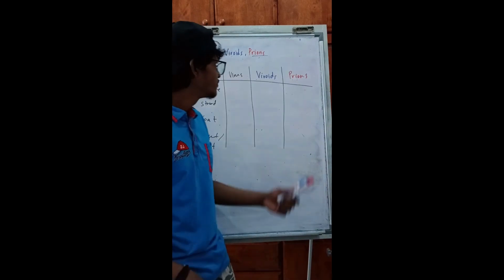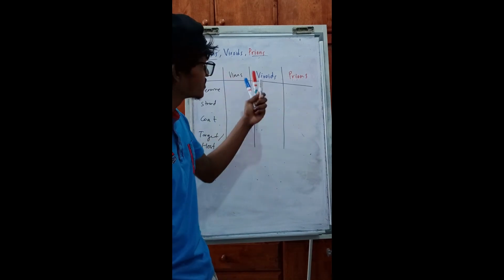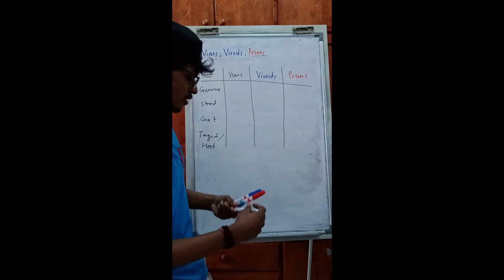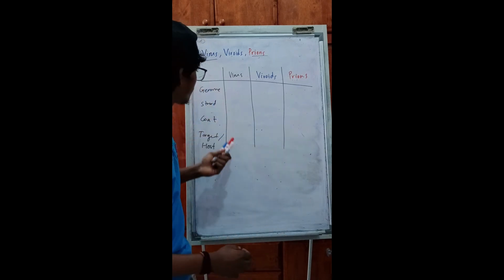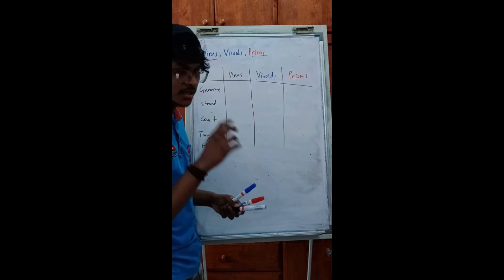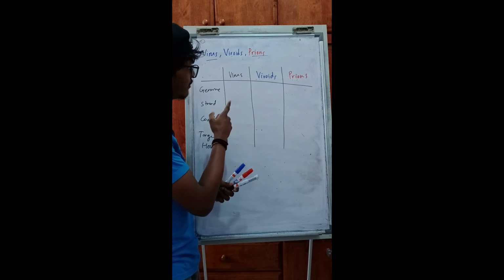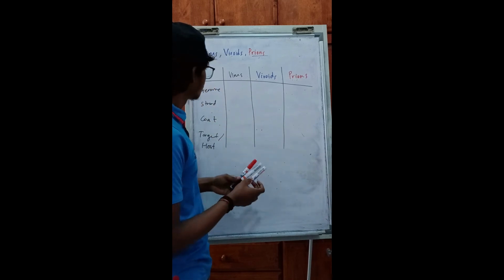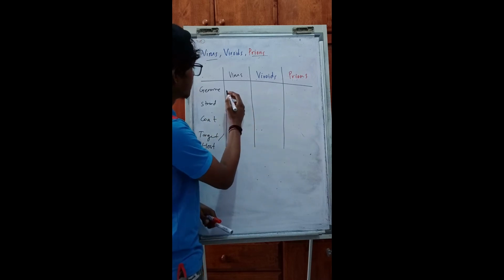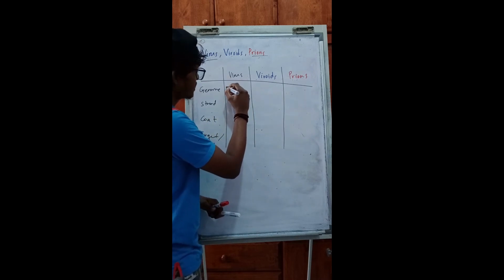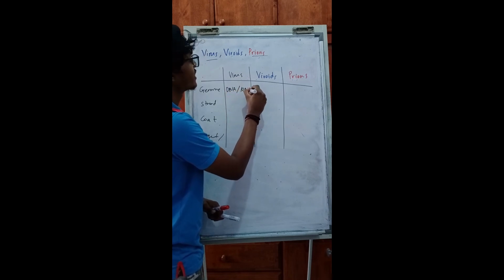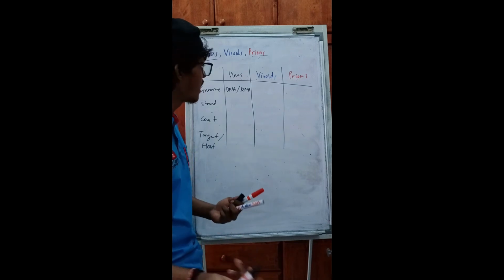So now, as we have looked into viruses, viroids, and prions, we are going to differentiate the three of them. These are the points that we are going to look at in order to differentiate virus, viroids, and prions. First of all, virus. The genome that viruses have is DNA or RNA. Some viruses have DNA and some viruses have RNA.